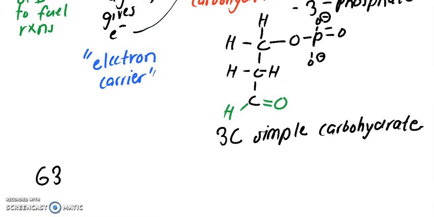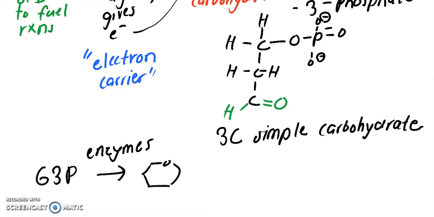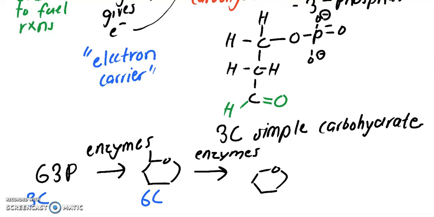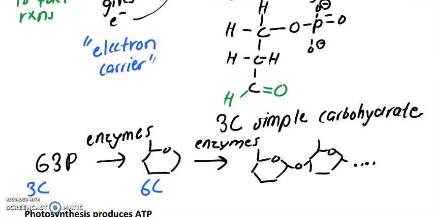So glyceraldehyde 3-phosphate is going to go through a series of steps catalyzed by enzymes, and then we're going to make glucose. So we went from a 3-carbon simple carb to the 6-carbon glucose. And then after another series of steps, we're going to attach these glucoses together, and we are going to make starch, which is glucose units covalently bonded. And then I'll put ... because there's many of them. And this here would be starch.